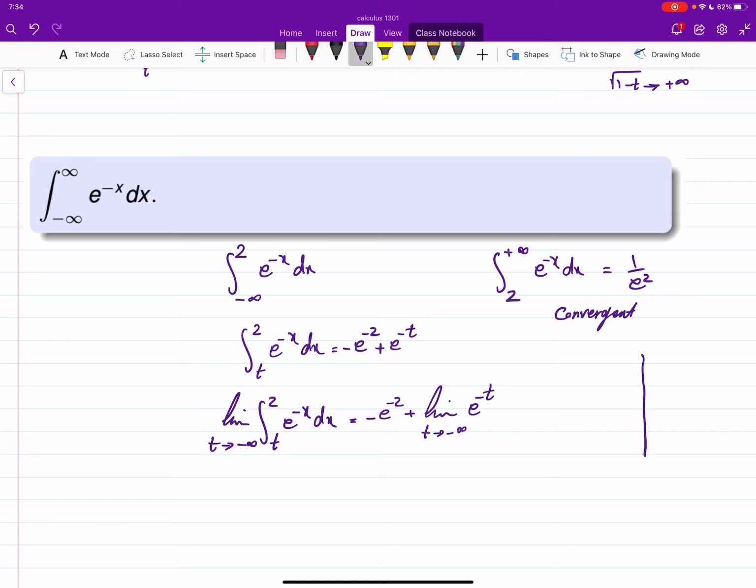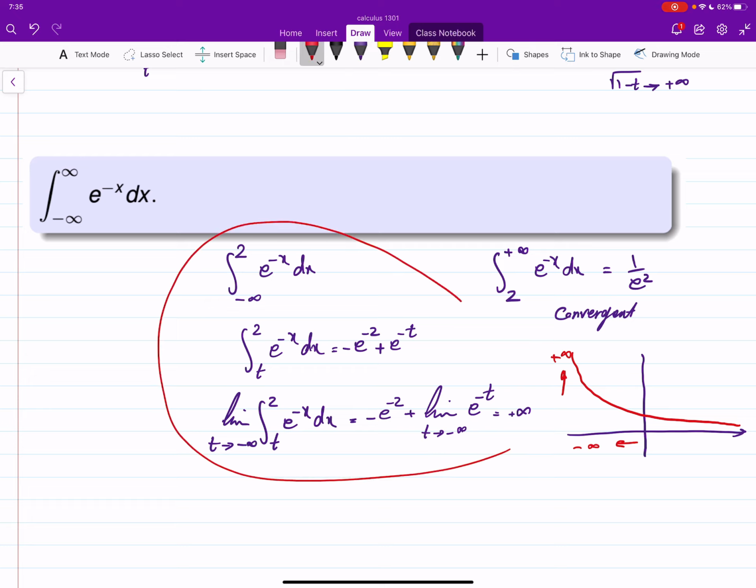Well, again, remember the graph of e to the power negative t. As t goes to negative infinity, this guy goes to plus infinity. So that means that this has plus infinity limit, which means this integral we were working on is divergent. So one of the integrals was convergent, the other one was divergent. Then the whole integral is going to be a divergent integral.